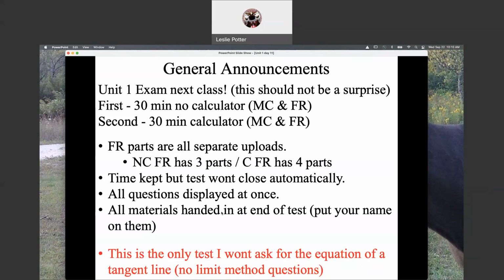So that being said, I know I've said it a couple times where I said you'll have a tangent line. So tomorrow, does that make sense? Okay. All right. So we're good there.